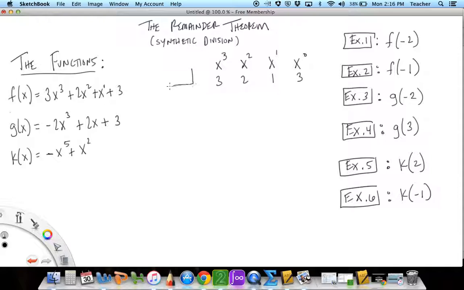All right. I am also now going to draw a box. I kind of call this the house. Now what we're going to put inside the house is what we're plugging in. In example 1, we are plugging in negative 2. So I'm going to plug negative 2 into there.